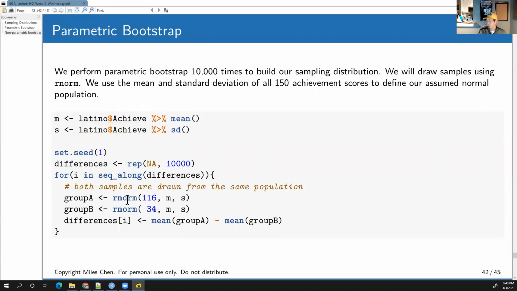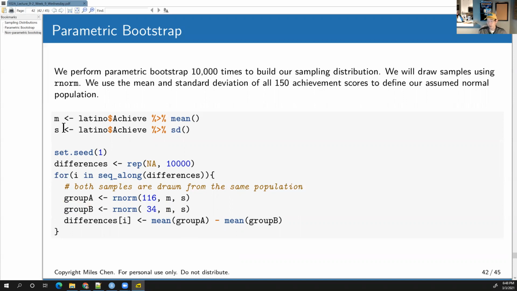And then I'm going to generate, using the normal distribution, 116 values where the mean is the mean of everybody and the standard deviation is the standard deviation of everybody. And then I'm going to draw another sample of 34 values from the exact same population where the mean is the mean of everyone and the standard deviation is the standard deviation of everyone.